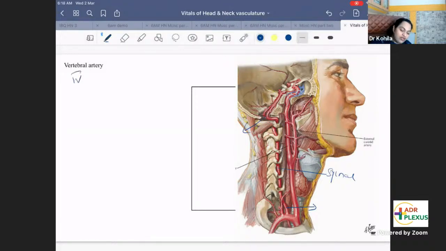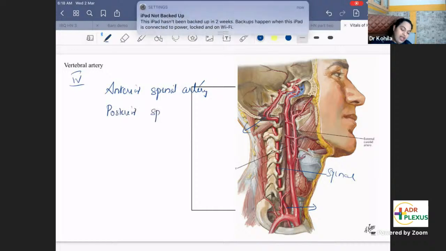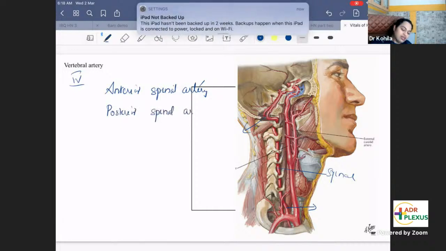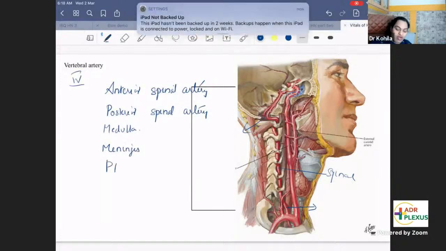The fourth part of the vertebral artery gives the important branches. What are they? The anterior spinal artery, the posterior spinal artery. Yes, it supplies the medulla, it supplies the meninges, and an important branch. What is this? PICA. Posterior inferior cerebellar artery, right?